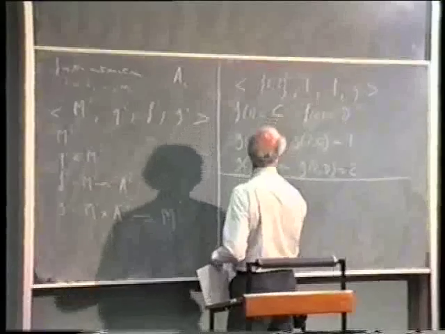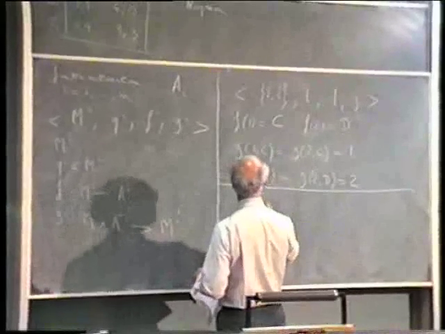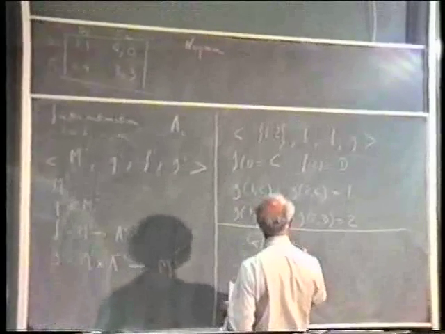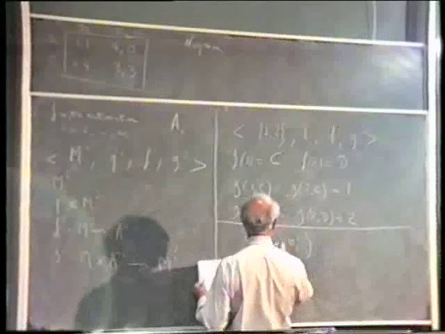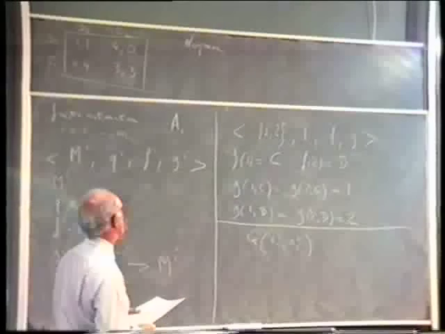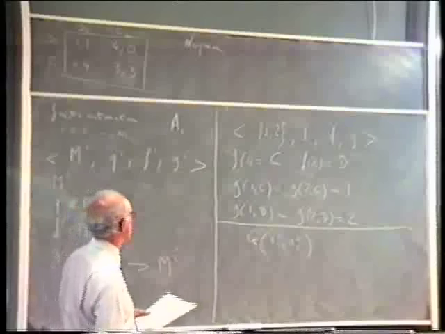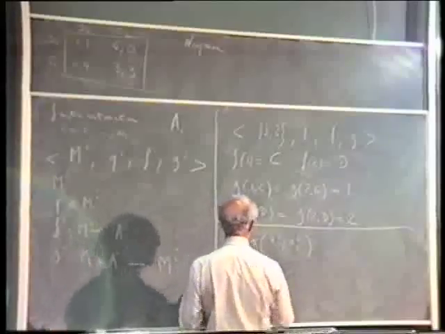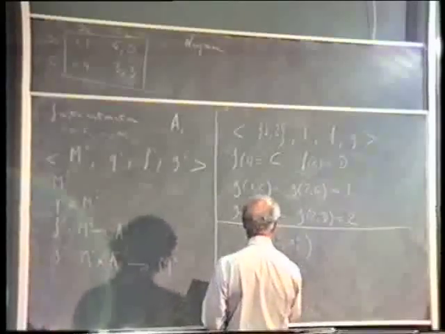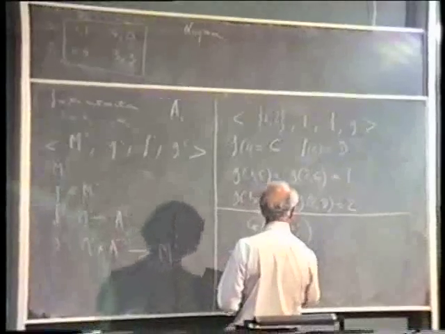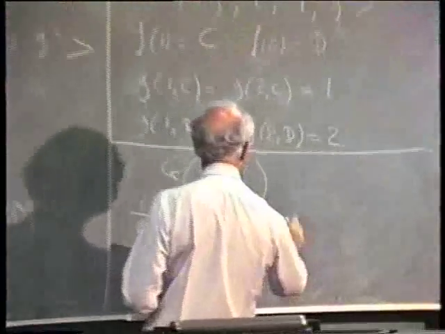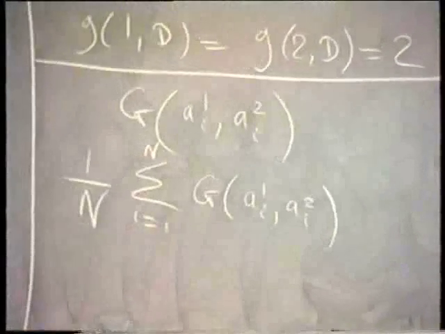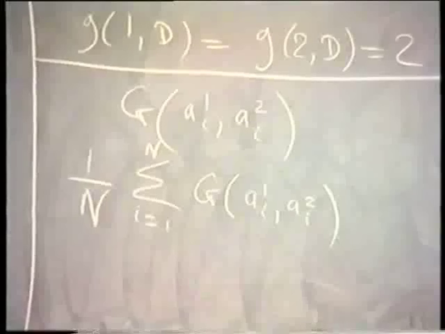Let us call the payoff for the actions a_i1 and a_i2, for the two players, this would be at iteration i. So we have the two players, those are the actions they have chosen. And of course, the payoff is 1 over n, the sum over all the repetitions of the g of a_i1 and a_i2. That is to say, you iterate the prisoner's dilemma or whatever game you are playing, and you take as a payoff the average of the payoff that you receive.